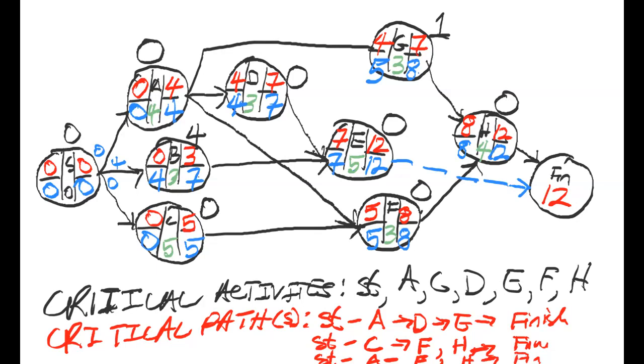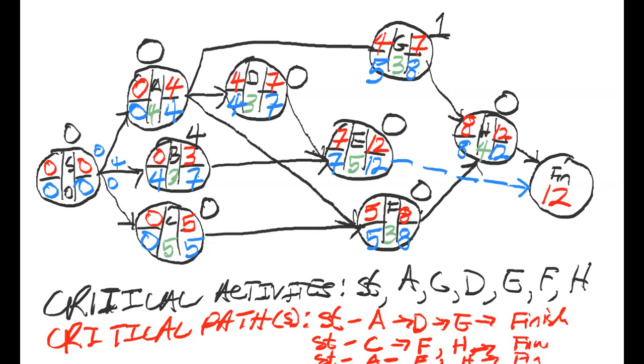From C, you go to F. And from F, you go to H. And from H, you go to finish. So this is what I meant when I said to you, the critical activities will not necessarily fall on the same critical pathway.